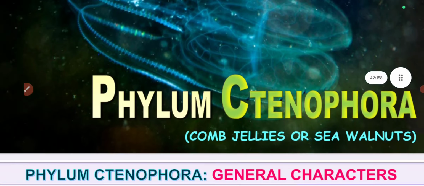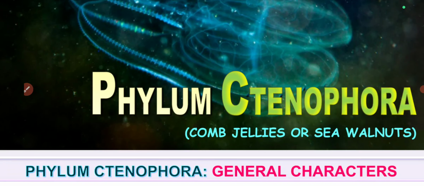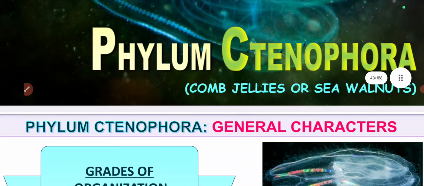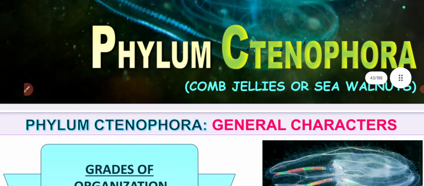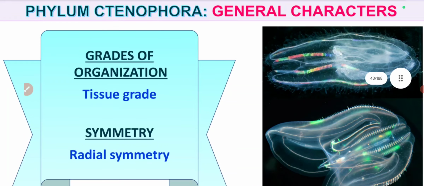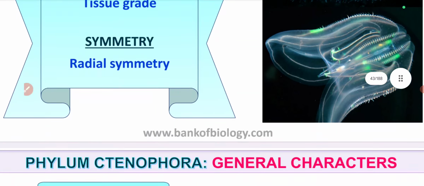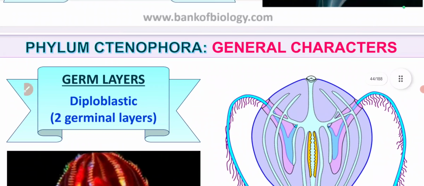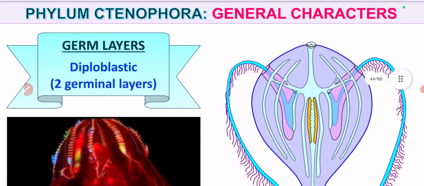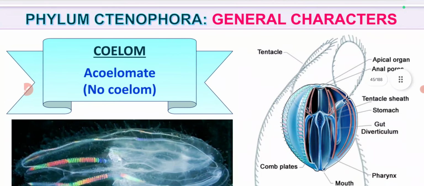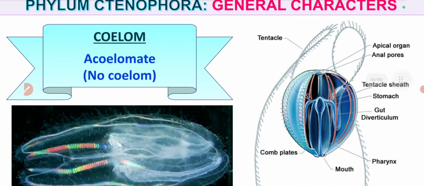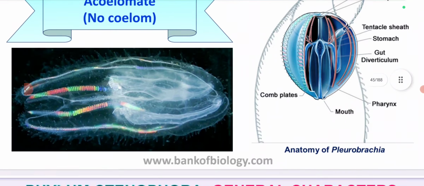Next is phylum Ctenophora. The other names of phylum Ctenophora are comb jellies or sea walnuts. General characters: grade of organization is tissue grade, symmetry is radial, germ layers are diploblastic, that is, two germ layers are present. Coelom: acoelomate, means no coelom is found in the body.